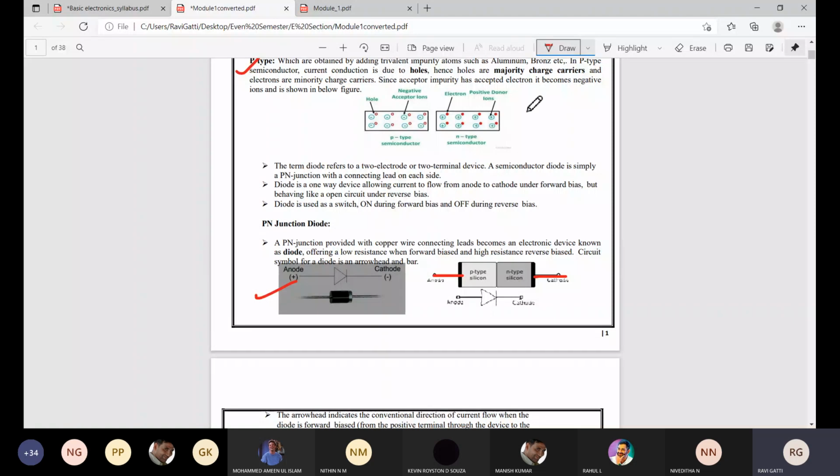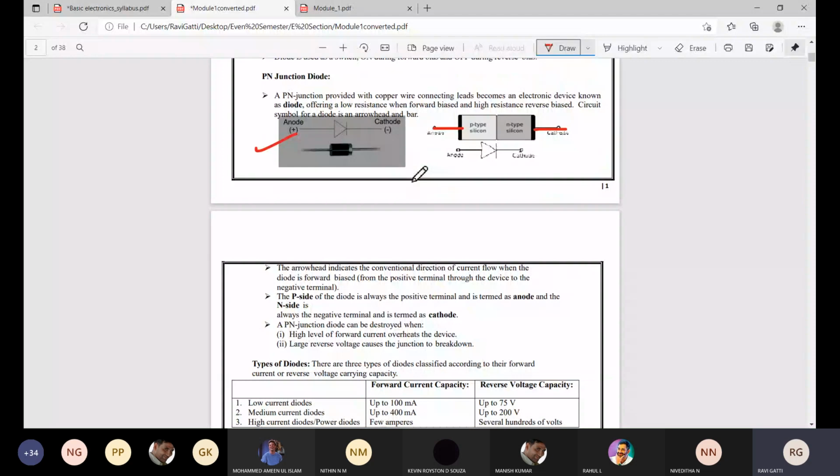Generally the diode symbol will be written in this manner. This we call the positive terminal, and this we call the negative terminal. The positive terminal we call the anode, and the negative terminal we call the cathode. It is a two terminal device. So this is how we can create a PN junction diode.